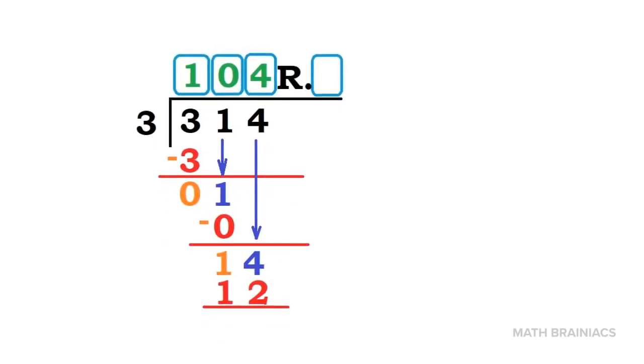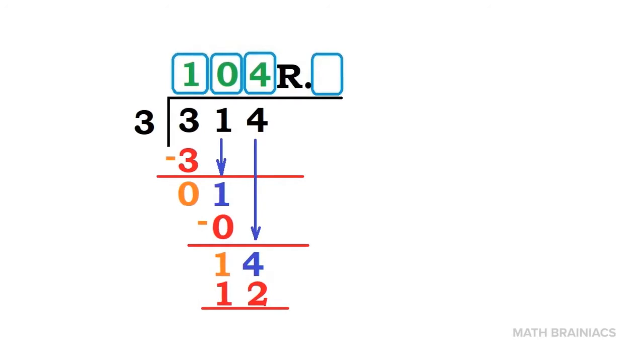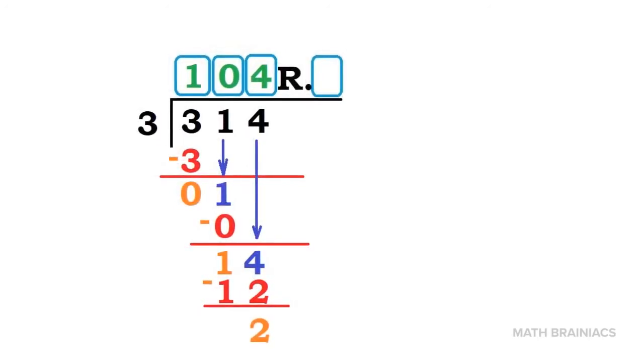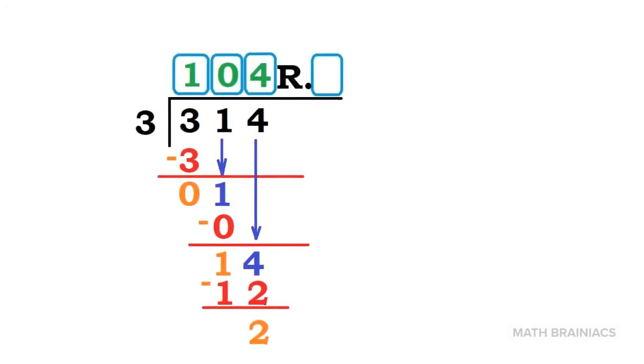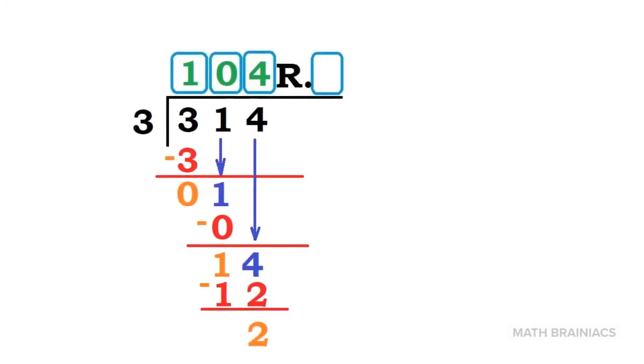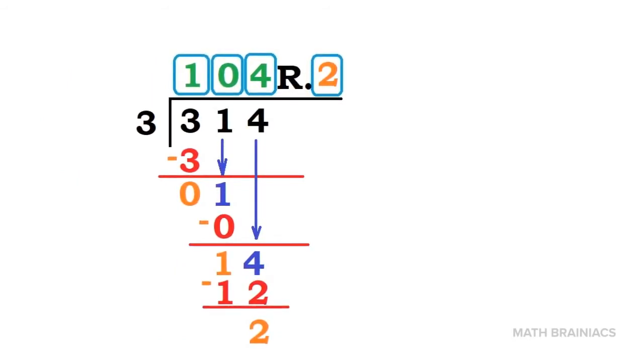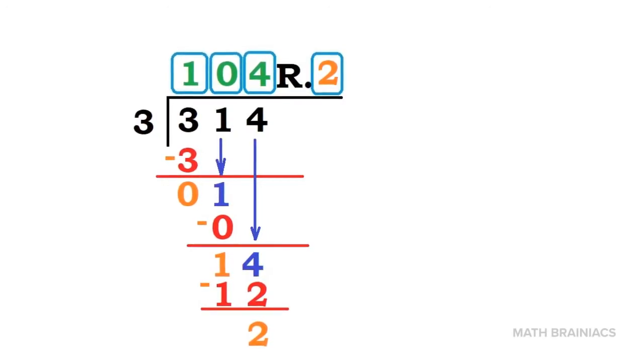Subsequently, we can multiply the quotient 4 with the divisor 3. 4 times 3 will give us 12. Then, we can subtract 12 from 14. 14 minus 12 will give us 2. Since we finished working on the last digit of the dividend, which is 4, 2 will become our remainder. Accordingly, 314 divided by 3 will give us 104, remainder 2.